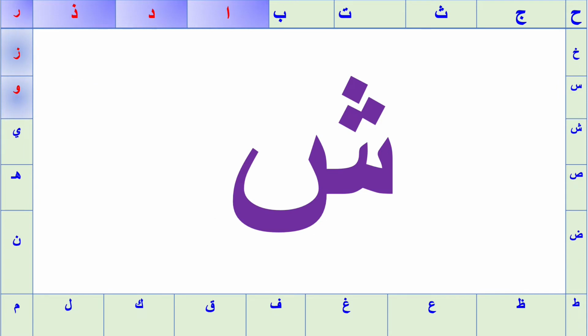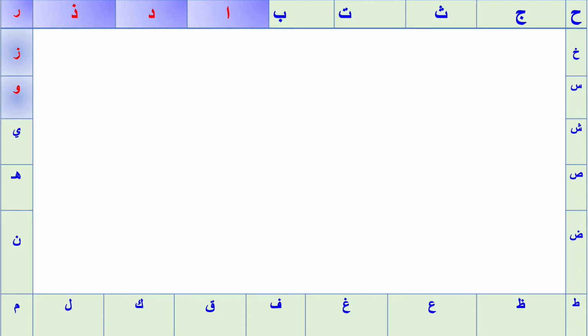Sheen. This is the shape of the letter without being connected with any other letter. That is the individualized shape of the letter. Of course, we will look at the variation in shapes. So we will look at the initial shape, the medial shape, and the final shape. Let's start with the initial shape.